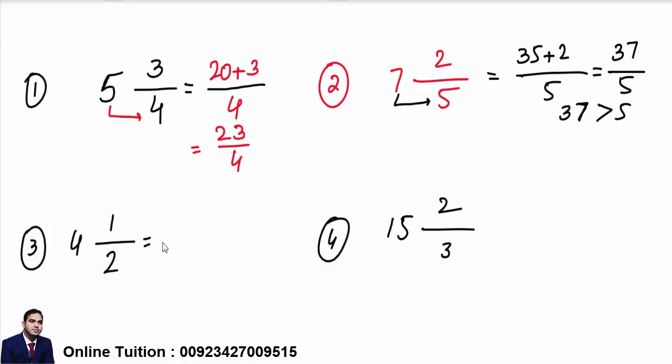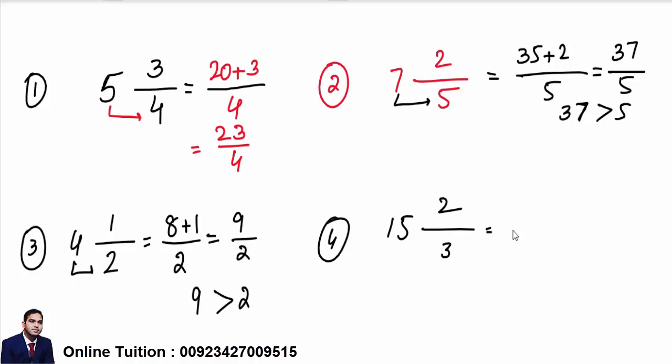So question number 3 is: write 2 as it is, 2. Multiply 4 with 2. 4 2s are 8. 8 plus this 1 is 9. So 9 over 2. This is an improper fraction because the numerator is greater than the denominator.